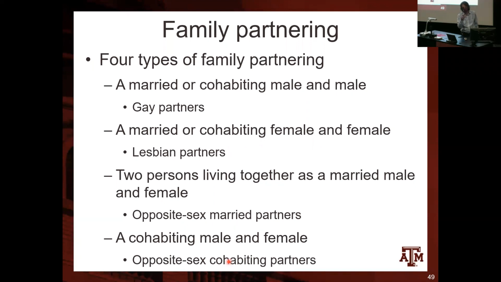So the idea here is that we are just trying to classify different families depending on the partners that are present in the household. And because gay couples overall and lesbian couples overall are a smaller percentage of the population, we combine those that are married and cohabiting. We put them all together and call them here, in this case, gay partners. And we combine the married and cohabiting female and female and call them lesbian partners.